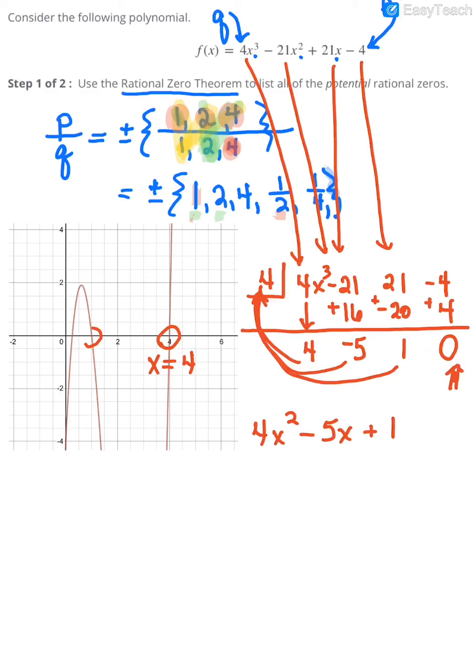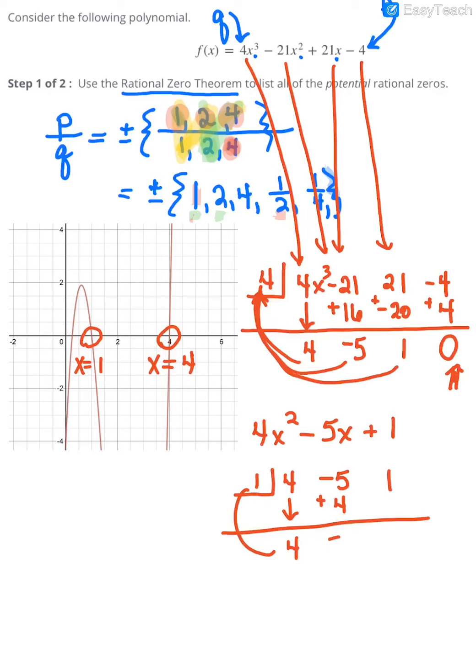And what I notice right here when I am looking is it appears that the graph is crossing at x equal to 1. So we can use that second identified zero and our coefficients off of our depressed polynomial and carry out synthetic division again. So bring my 4 straight down. 4 times 1 is 4. When I add, I get negative 1. Negative 1 times 1 is negative 1. And when I add, I get 0. So that definitely confirms that x equals 1 is also a solution.